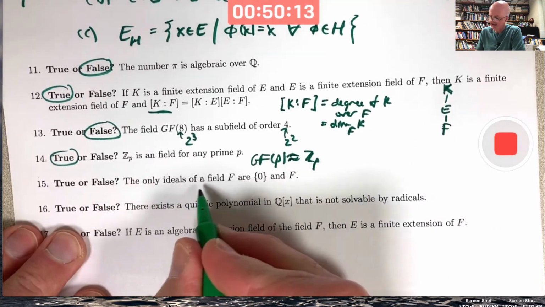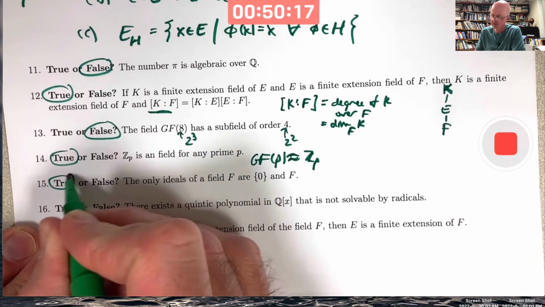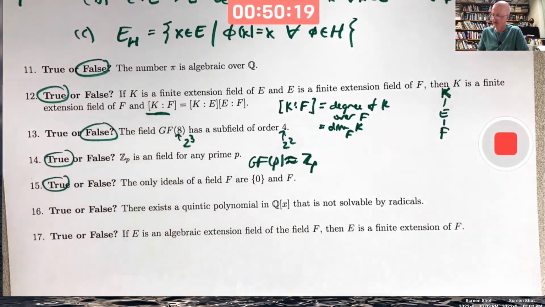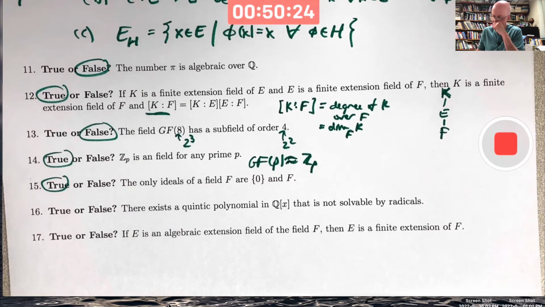True or false, the only ideals in a field are the trivial one and the field itself. That's true. I did that actually on my exam 3 review, and I even proved it. Maybe it doesn't really fit so much on this exam, but I wanted to remind people of it anyway.